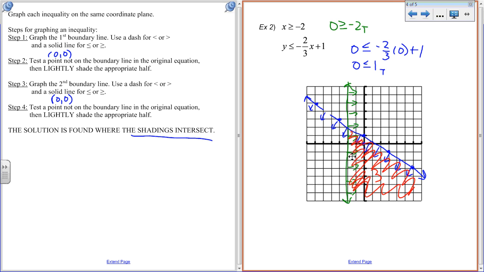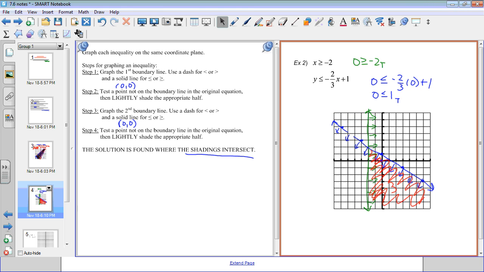All right, guys? That's just another option. Could you still do it the way we did the first one, where you do all of your shading at the beginning? You sure can. All right? Ladies and gentlemen, you have it on your own. When you get that done, raise your hand, and I will come around.